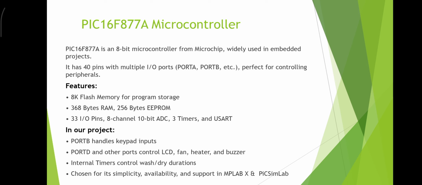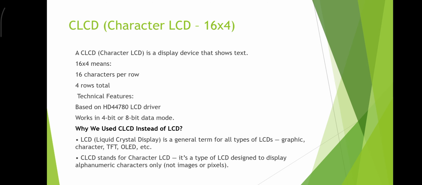And we also have a CLCD. It's a character LCD, 16 cross 4. A CLCD is a display device that shows text. So what is meant by 16 cross 4? A 16 cross 4 means each row has 16 characters, so totally 4 rows. Technically, it's based on the HD44780 LCD driver and works in 4-bit or 8-bit data mode.